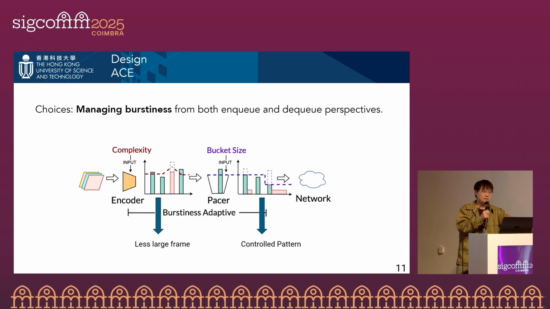So in this work, we propose ACE. We are going to manage the burst from both the in-queue and the out-queue perspective. In-queue here actually means the encoder side. So we want the encoder to produce fewer large frames. And the out-queue perspective means the sending of the pacer. We want the data we transmit into the network to be a controlled pattern so that the burstiness can be managed by us and we can achieve optimal performance. So that is the high-level idea of ACE.